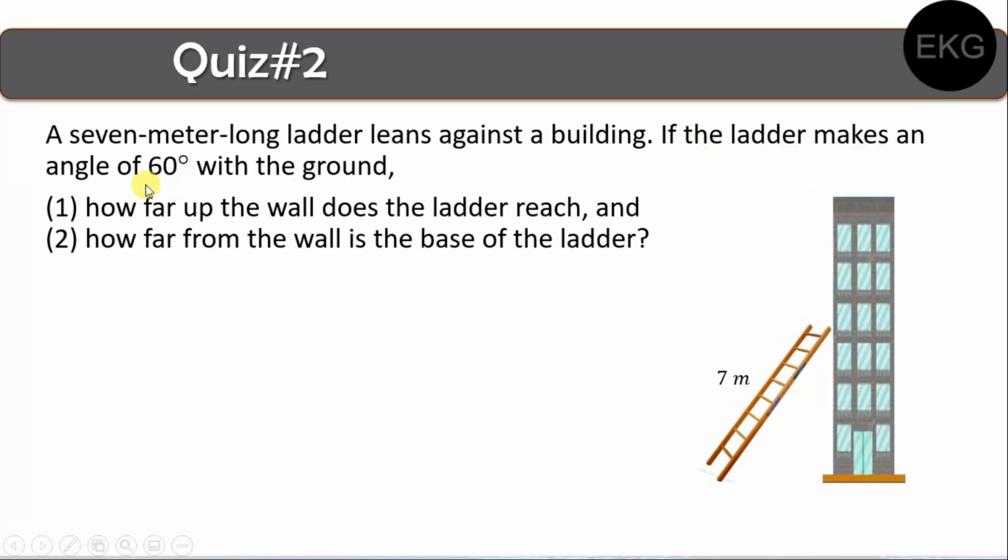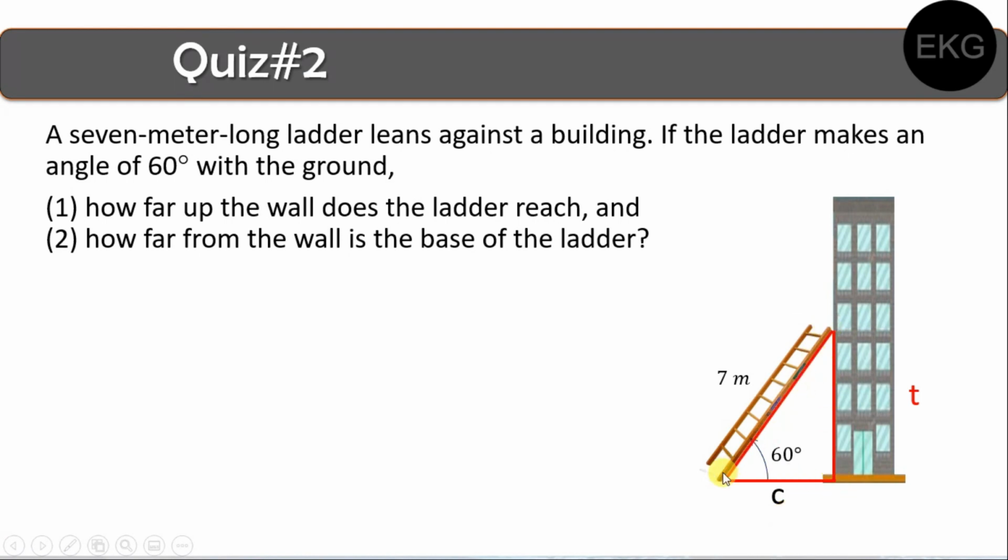If the ladder makes an angle of 60 degrees with the ground, okay, so this is the ground, our ladder makes an angle of 60 degrees with the ground. How far up the wall does the ladder reach? So let's represent that with this variable, t. And then lastly, how far from the wall is the base of the ladder? Okay, so this one. And let's represent that with this variable c.